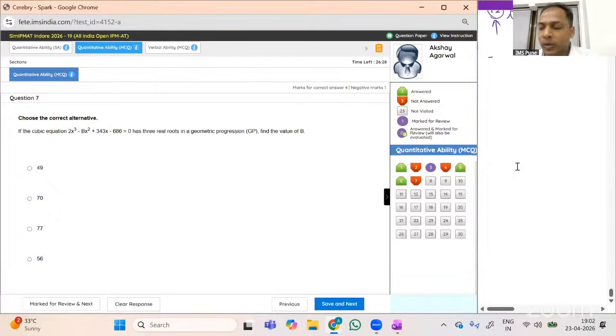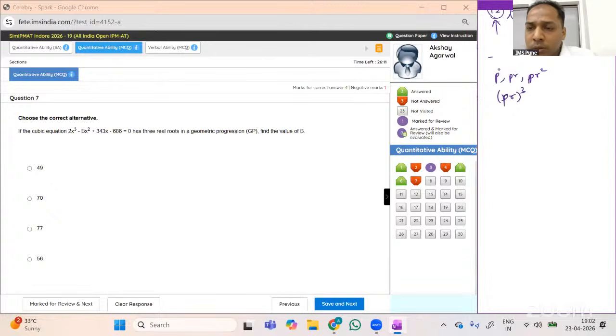Okay, any cubic equation, basically if the roots are alpha, so let me use simpler letters: p, pr, pr square. The product of the roots would be p cube r cube, so pr the whole cube. If I take the cube root, that should be equal to 686 with a minus sign, so minus of minus, positive, divided by 2. So that's 343. The middle root is 7. So the roots are 7 by r, 7, and 7r.